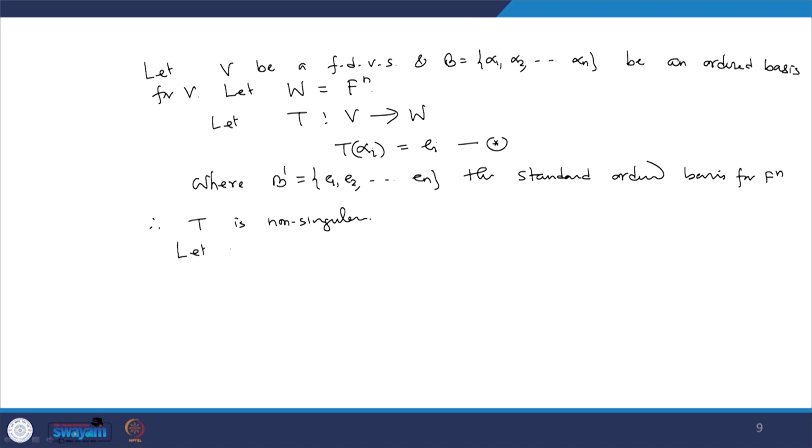Let alpha and beta be any two elements in V.